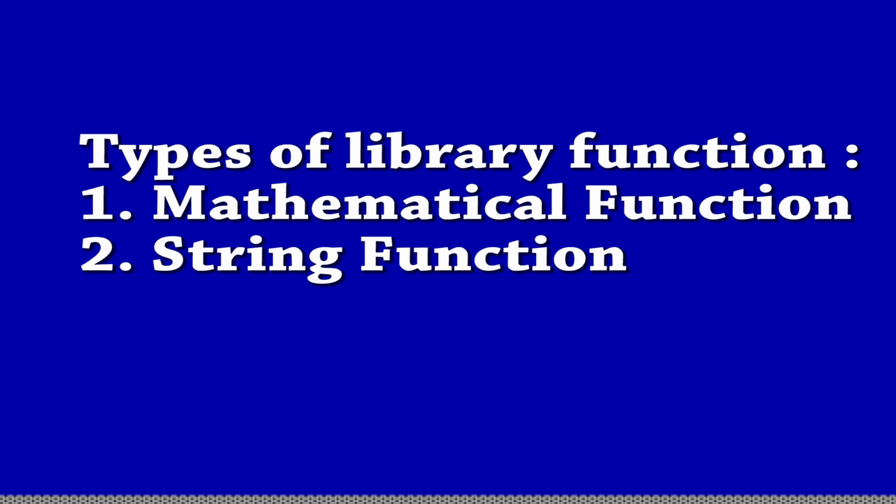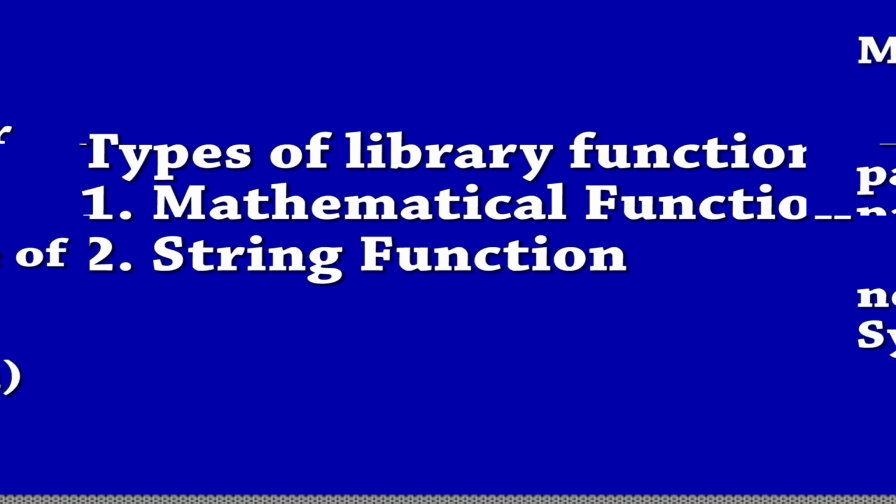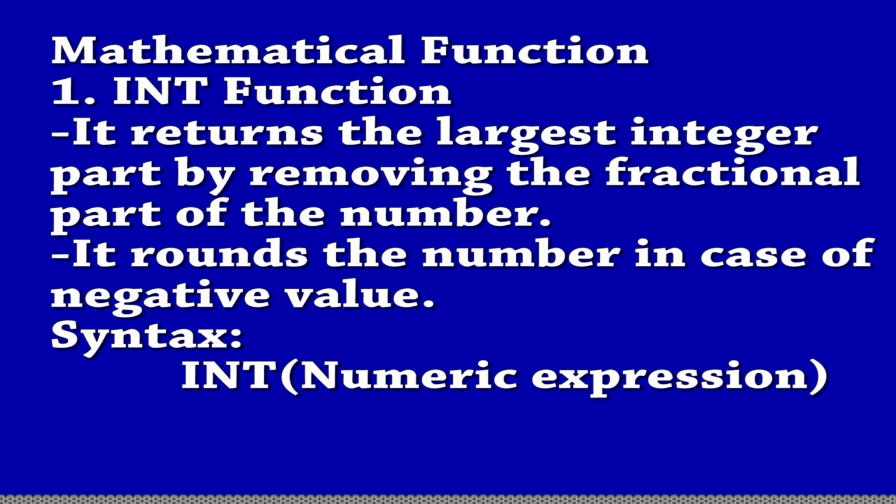There are two types of library function: mathematical functions and string functions. Okay. So in mathematical functions we'll read the INT function. It returns the largest integer part by removing the fractional part of the number. It rounds the number in case of a negative value. So understand that it returns the largest integer part by removing the fractional part. It removes the fractional part, but there is no rounding if the number is positive, but it rounds if the number is negative.